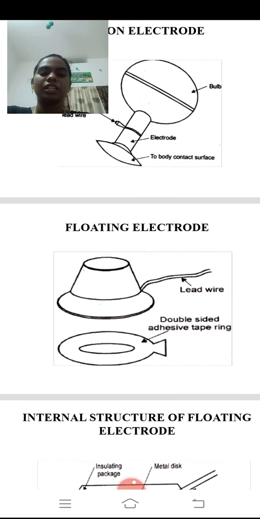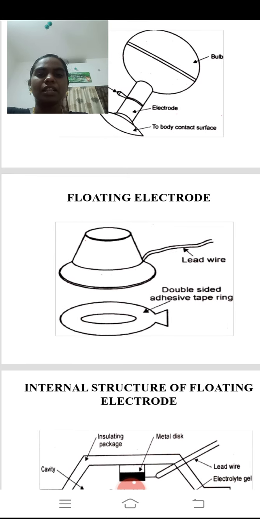Next one is the floating electrode. The name itself suggests it is a floating type. Here we have two layers. First one is the upper layer, another one is the lower layer, the bottom layer. Only this bottom layer is connected to our body.